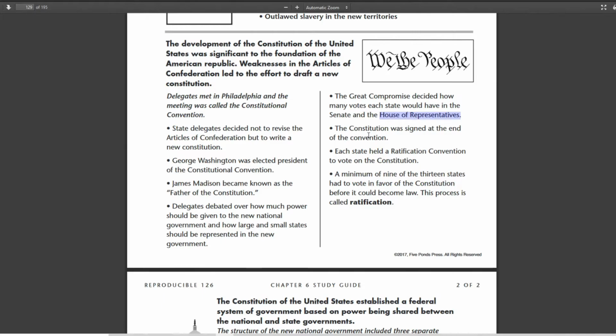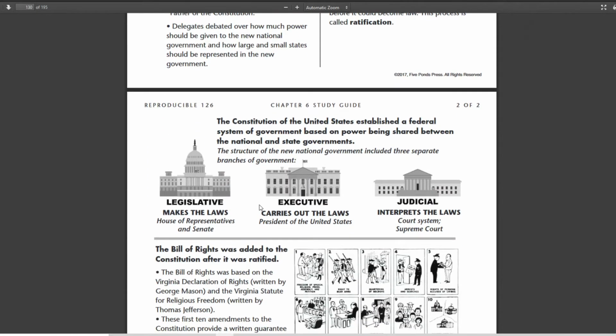The Constitution was signed, but it wasn't yet the law of the land. Each state had to vote on the Constitution, and if 9 out of the 13 states said yes, then it would become law. Okay, so remember 9 of 13 to ratify or make it law, the law of the land. 9 of 13 states had to vote for it. Okay, that's very important.